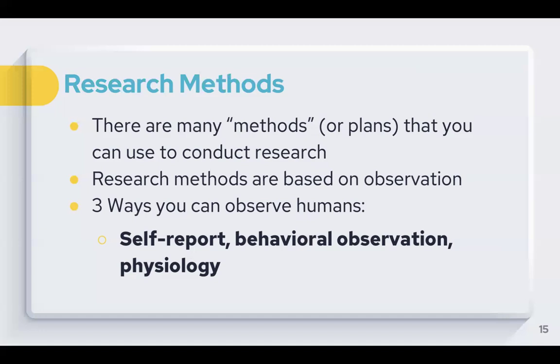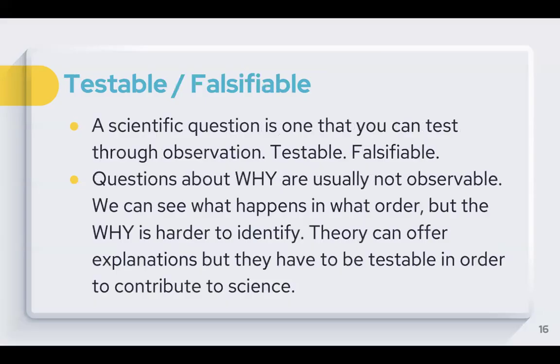And so there are three ways you can observe humans. You can self-report. That means you're giving them a questionnaire or asking them a question and they're responding. You can observe them, behavioral observation, or you can check their physiology, like take their blood pressure, look at their B12 values, look at how much inflammation, etc.